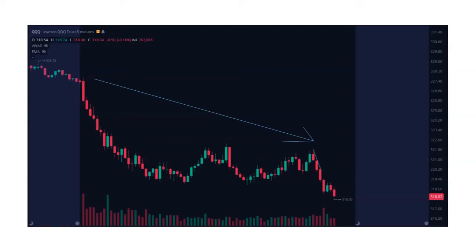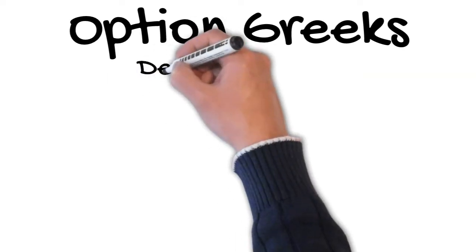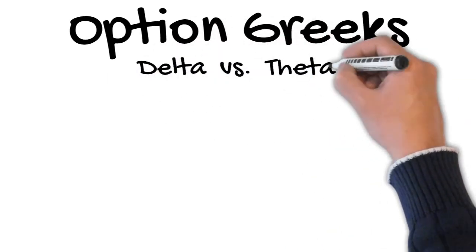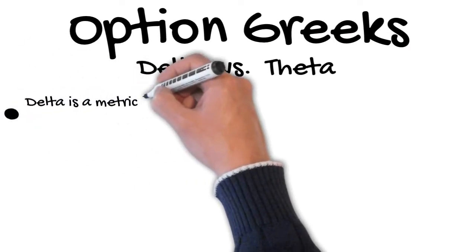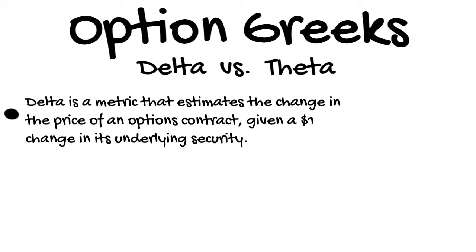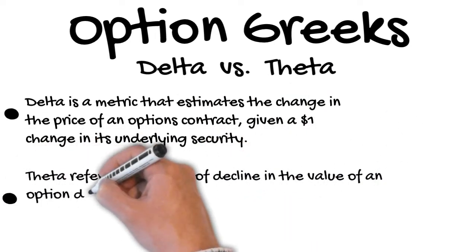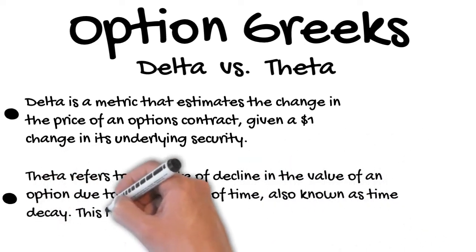So we've covered a lot already. Now we need to go over the Greeks for your options contract. Then we will get into an example trade of a contract. There are other Greeks out there, but arguably the most important ones are going to be your delta and theta of a contract. Delta is a metric that estimates the change in the price of an options contract given a $1 move in the security's price. And theta, also known as time decay, refers to the rate of decline in your options contract on a daily basis.